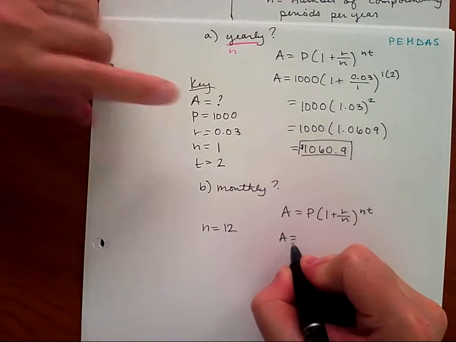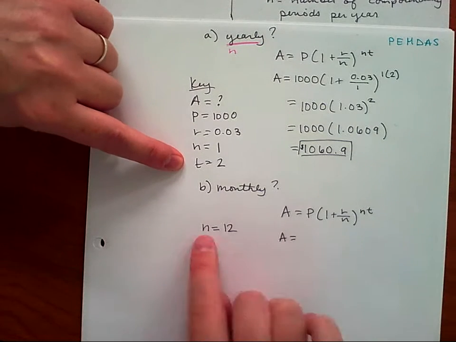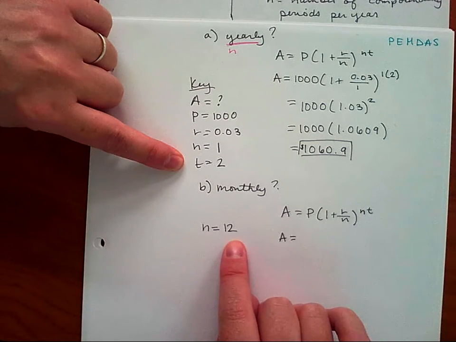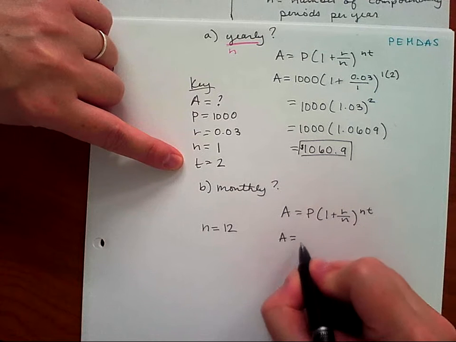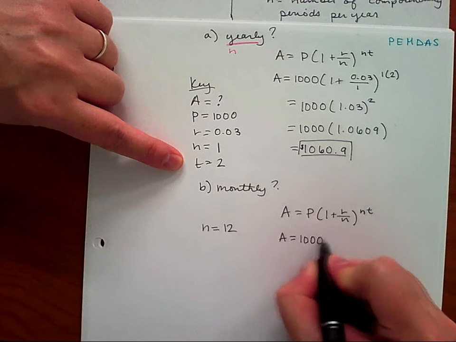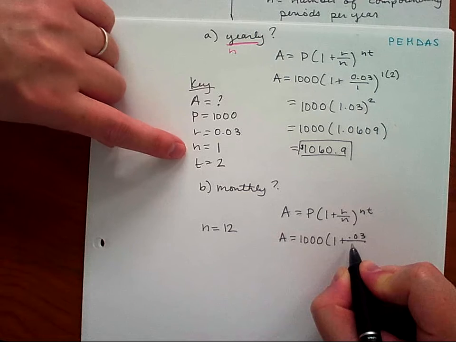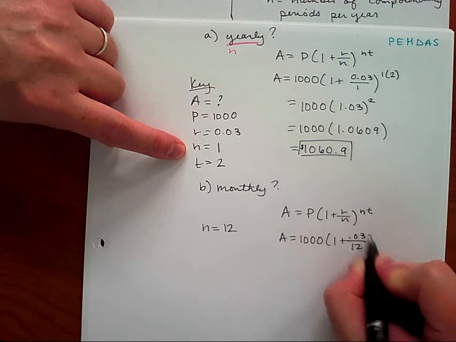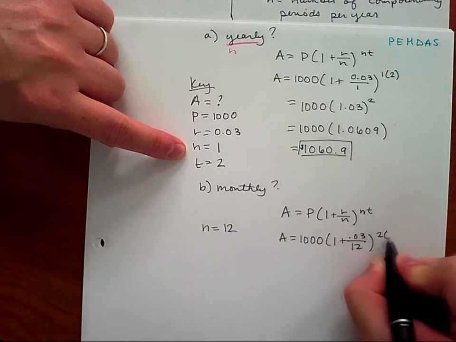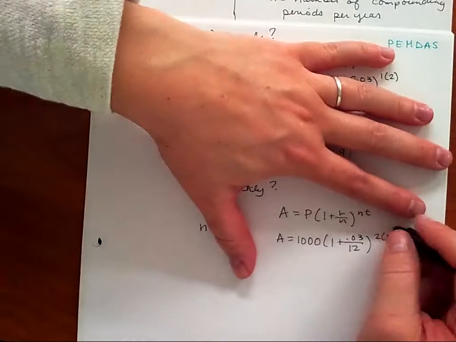So A equals, I'm just going to take this and change N. I'm plugging in everything I have, over N, which is 12, to the 2 times 12. Or just do 12.